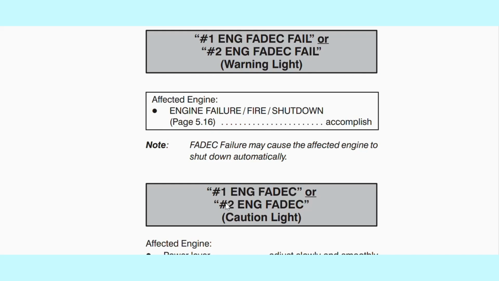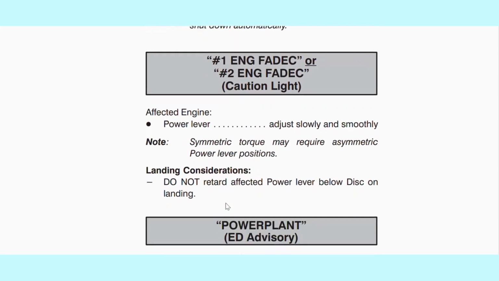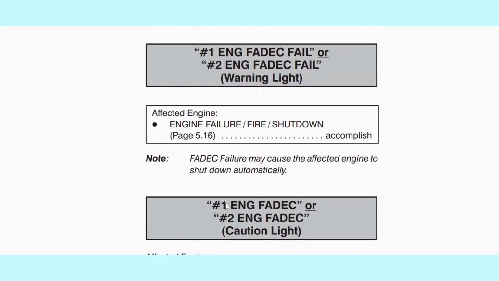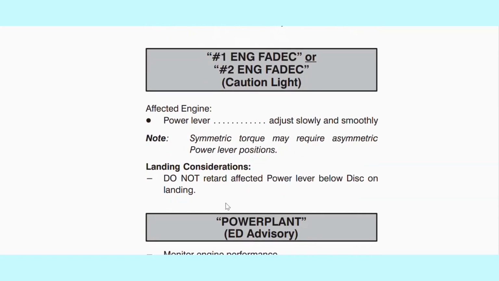Power lever, adjust slowly and smoothly. So you might have an asymmetry in the power levers. One will be a bit ahead of the other, okay? And that's how you'll fly. It's flyable, but landing as soon as possible would be the best option as well, okay?